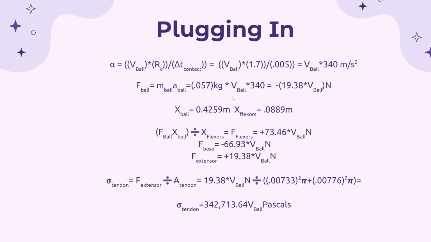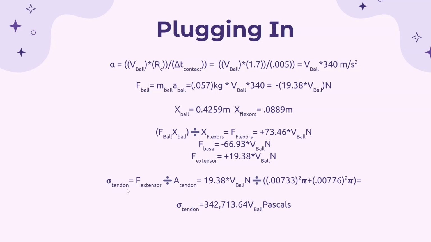Now, we also need to account for the distance of the flexors and the base of the hand, and the base of the hand and the ball. And these are as listed here. The reason we need to know these is so that we can solve for the force of the flexors. After plugging these in, we get this as the force on the flexors, and this as the force of the base, because we know that the force of the flexors plus the force of the base needs to equal the force on the extensors or the force on the hands, because the force on the hands and the force on the extensors are equal.